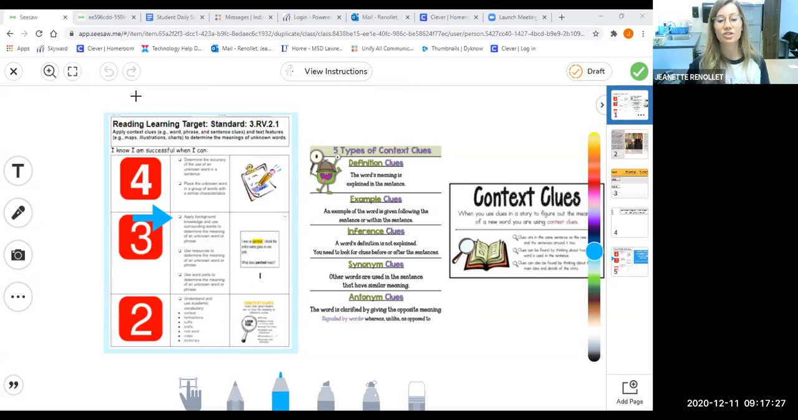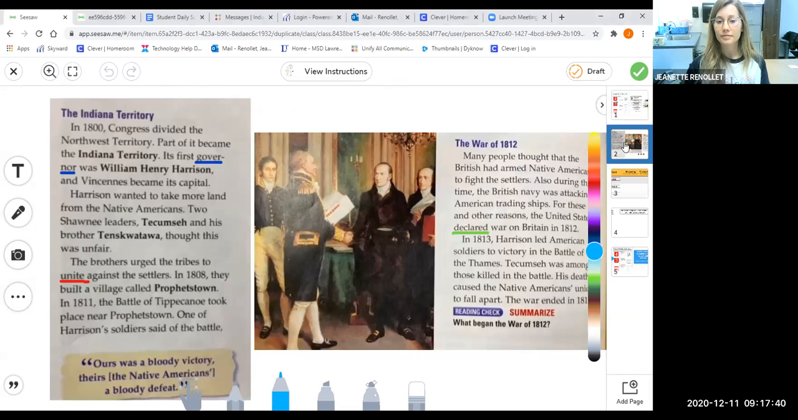When you open your task on slide 1, you will see a reminder that today we are practicing using context clues to help us determine the meaning of unknown words. On slide 2, you have your text for today. Our text is all about the Indiana Territory.